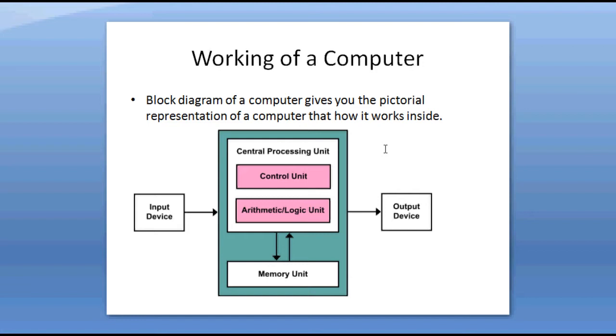Fourth module is memory unit. Memory is used to store data and instructions before and after processing. Memory is also called primary memory or internal memory. It is used to store data for short-term or permanent basis.